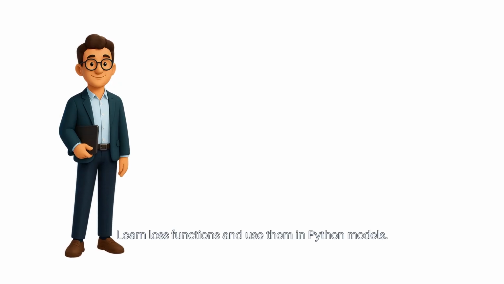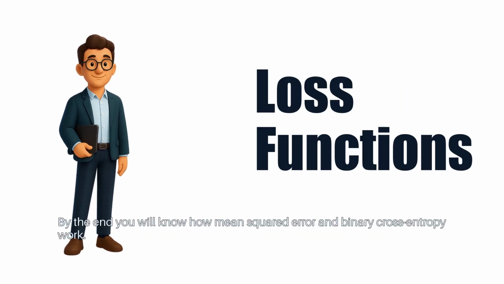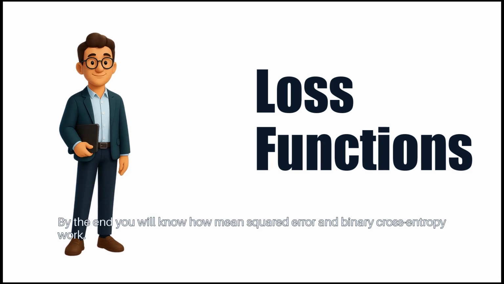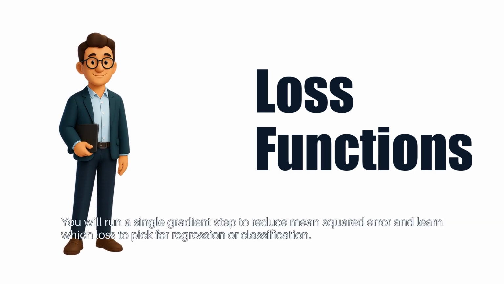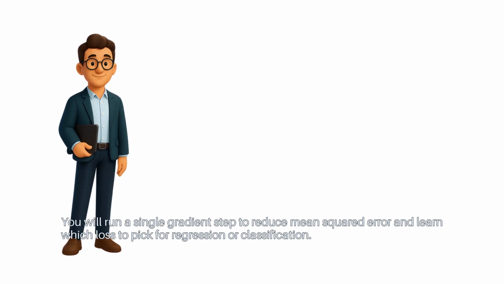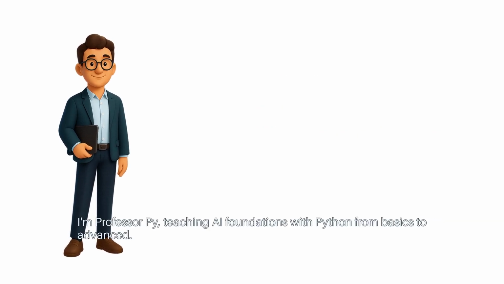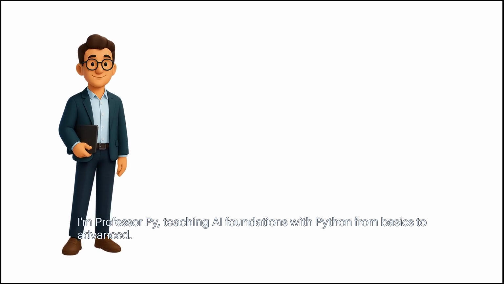Learn loss functions and use them in Python models. By the end, you will know how mean-squared error and binary cross-entropy work. You will see simple Python examples that compute both and compare models. You will run a single gradient step to reduce mean-squared error and learn which loss to pick for regression or classification. I'm Professor Pi, teaching AI foundations with Python from basics to advanced.